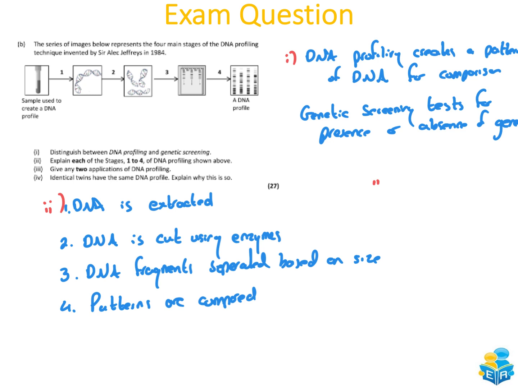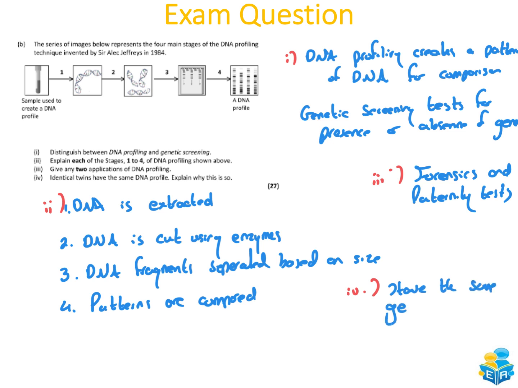Part 3 we'll do over here. So 2 applications of DNA profiling. You can say forensics is 1 and paternity tests. And the last question there, identical twins have the same DNA profile. Explain why this is so. Well, they have the same genetic makeup or the same genotype. So that's all you have to say for that. They have the same genetic makeup. Or you can use the word genotype there if you wanted.